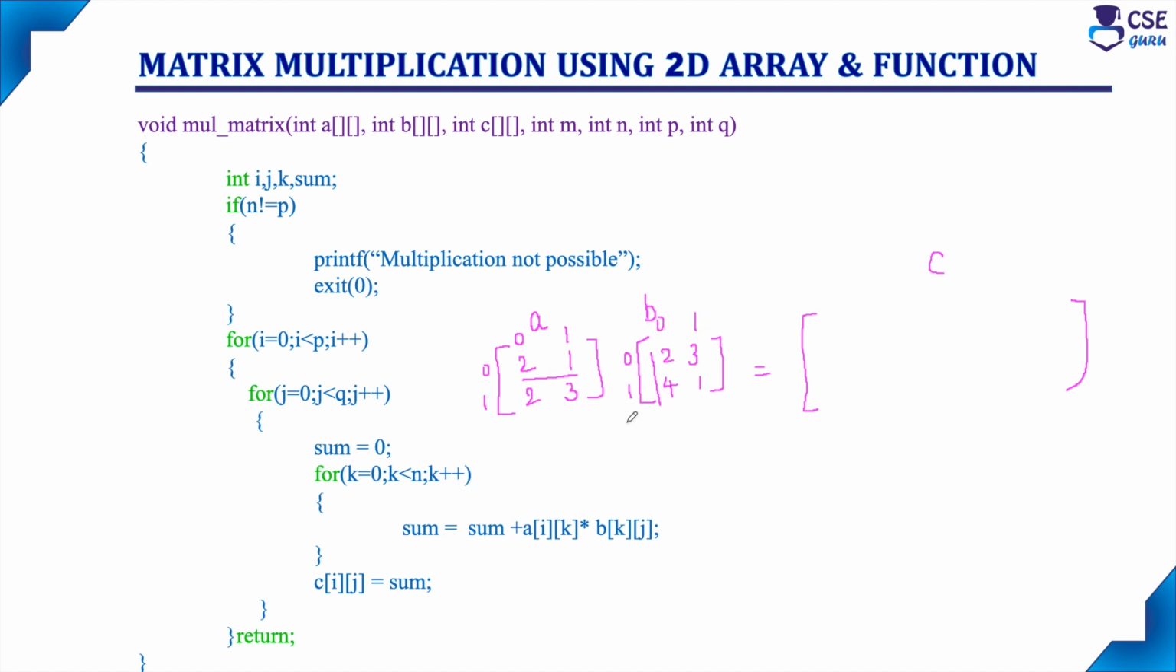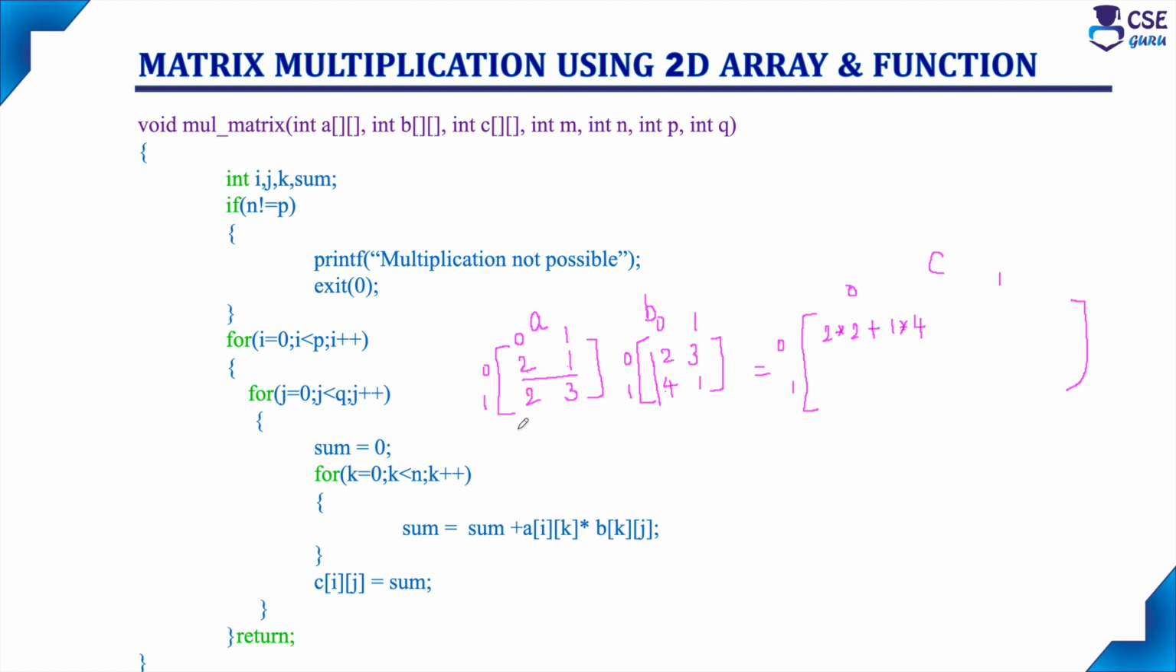For simplicity, I have taken a 2 into 2 matrix. The first row and first column we have to take. The 0, 0 position of A should be multiplied with the 0, 0 position of B. So 2 into 2 plus 1 into 4. So we will get the 0, 0 position of C.